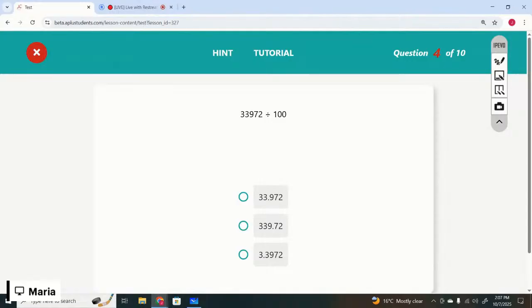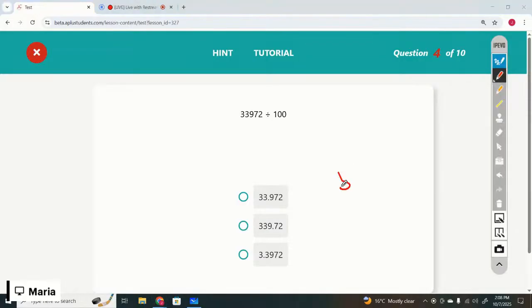33,972 divided by 100. So we need to divide it by 100. 100 has two zeros. So you need to move the decimal point two places.